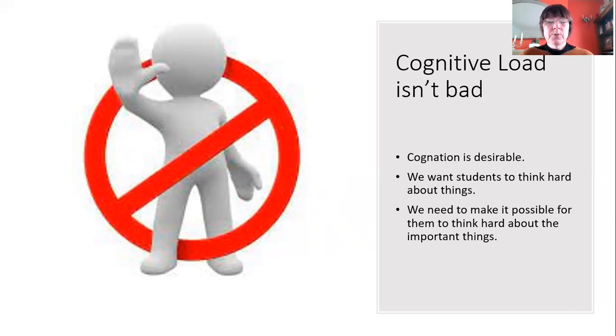So in Sweller, originally, he was exploring three different areas: the idea of intrinsic load, extraneous load, and germane load. I'm going to focus in really on intrinsic and extraneous because I think the other becomes a little bit more complicated and not necessarily as useful for us as educators.